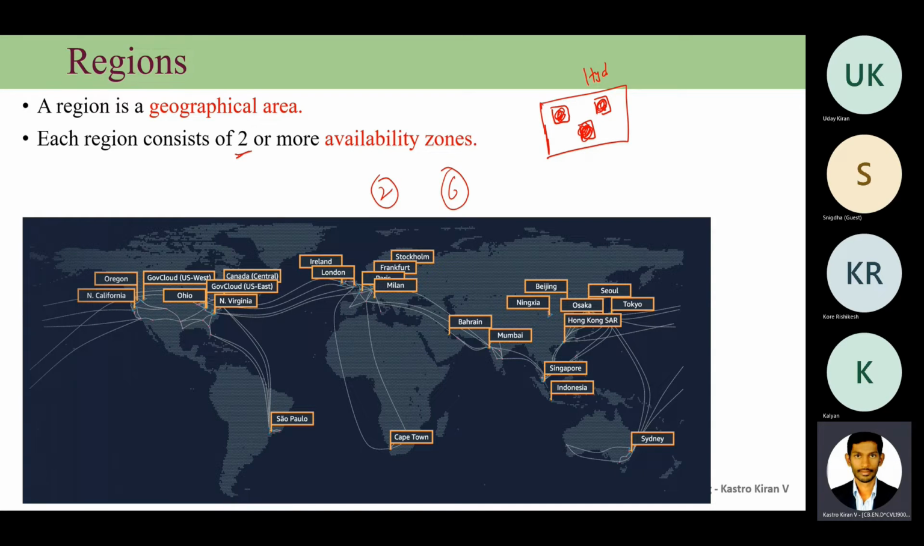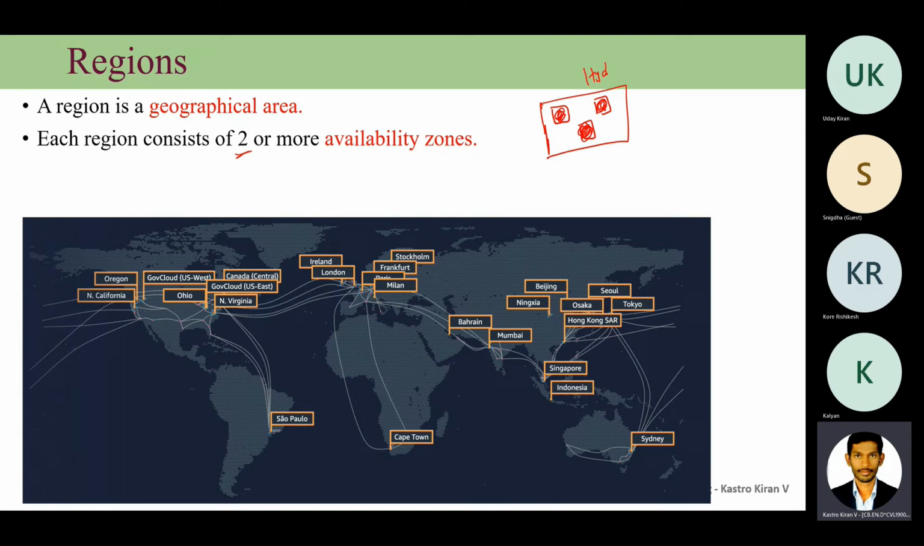Now you might ask why it is maintaining 2, 3, 4, 5, and 6, and why not only one availability zone. I'll talk about that when we are talking about the S3 concept. As of now, remember that AWS has regions. A region is basically a city or a geographical area, and in the region we have 2 or more availability zones.